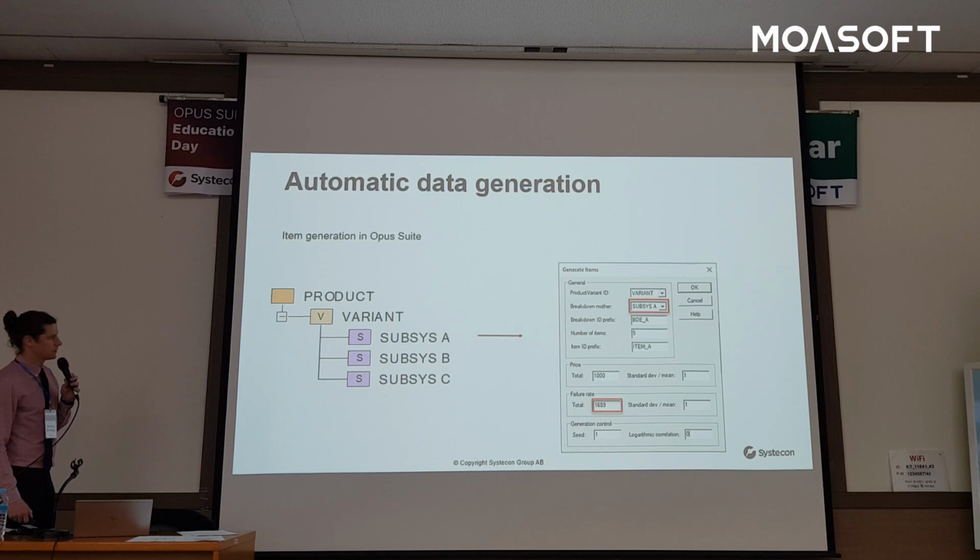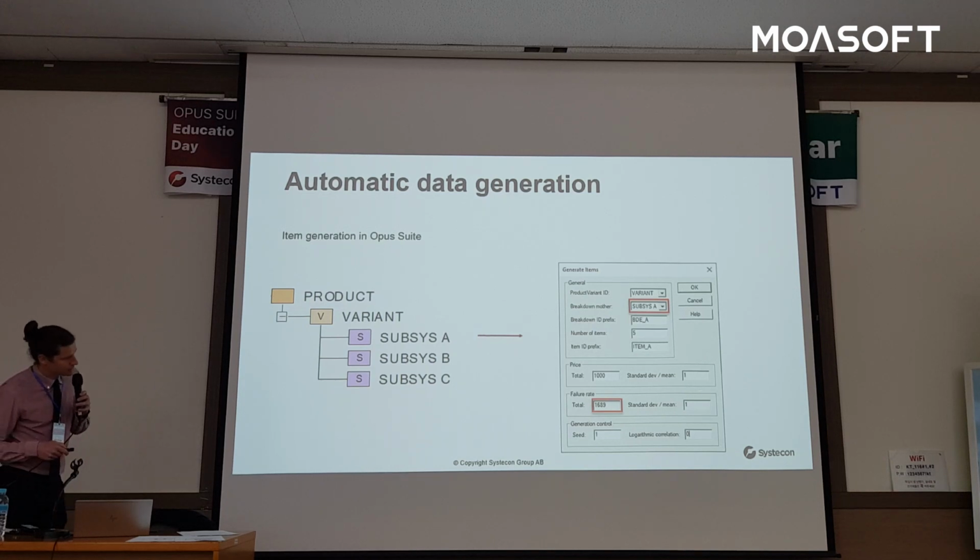Well, then we can use something that is built into OPUS Suite, which is an automatic data generation, or item generation in this case. So there's a screenshot from OPUS Suite. What we do is that we say that we have a product variant called variant here, and we want to create a parent that is the subsystem A, and we can give some prefixes for the breakdown elements and how many items we think that it will consist of. We say 5 items here, for example. We call them item A, and then we get the number as well.